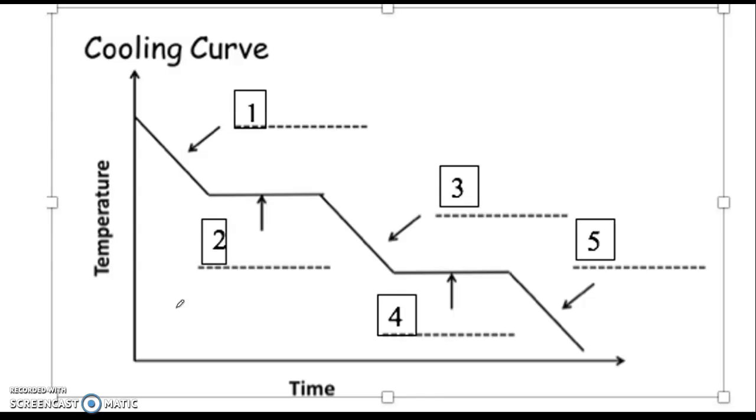Now, what happens is that what I just said, kinetic and potential energy can be applied to the heating and cooling curve. And I want you to think about where in the cooling or heating curve will you see kinetic energy. Remember, kinetic energy is movement. So where would you see movement in the heating and cooling curve? Give you a second to think about that.